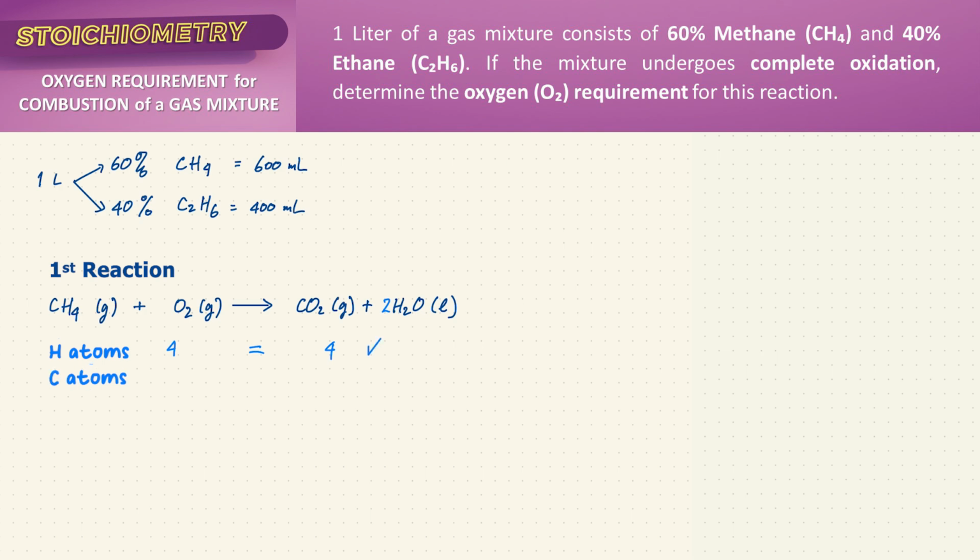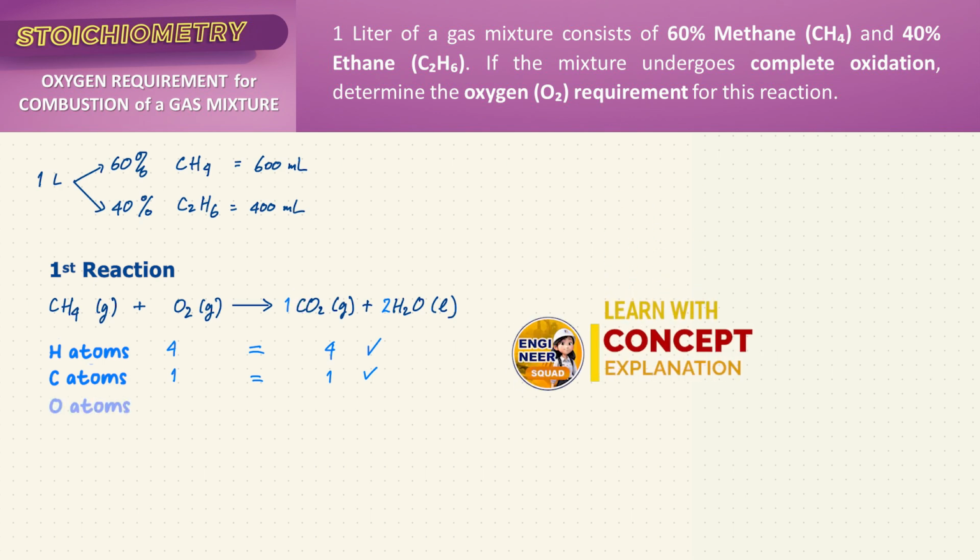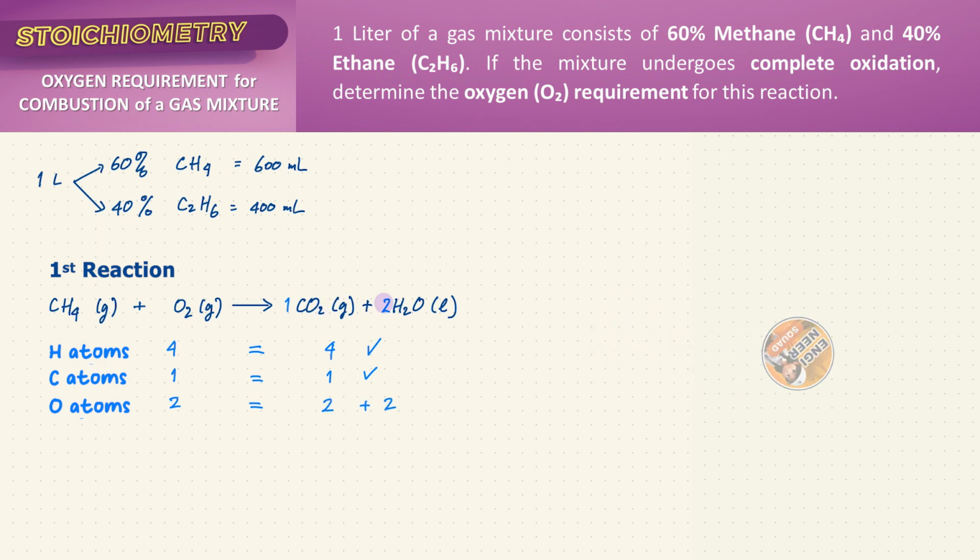Next, we check the carbon atoms. On the left side, the number is 1, and on the right side, it is also 1. So, the coefficient remains 1. Finally, we will balance the oxygen atoms. On the left side, the oxygen atoms are 2, and on the right side, the amounts are 2 and 2. To balance, we multiply O2 on the left side by 2. Since this equation is already balanced, we can calculate the volume of gases.